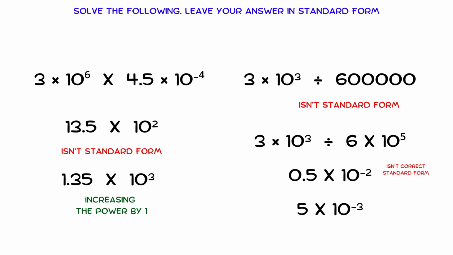This means that we're going to take the 0.5 and multiply it by 10 to get 5. And because we made the front number 10 times bigger, we're going to have to make the other part 10 times smaller, which we can do by decreasing the power by 1. So our final answer will be 5 times 10 to the power of negative 3.